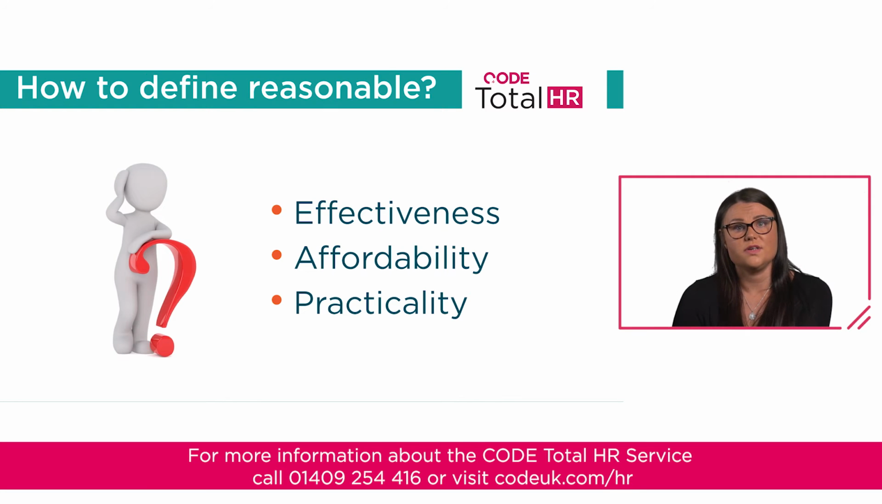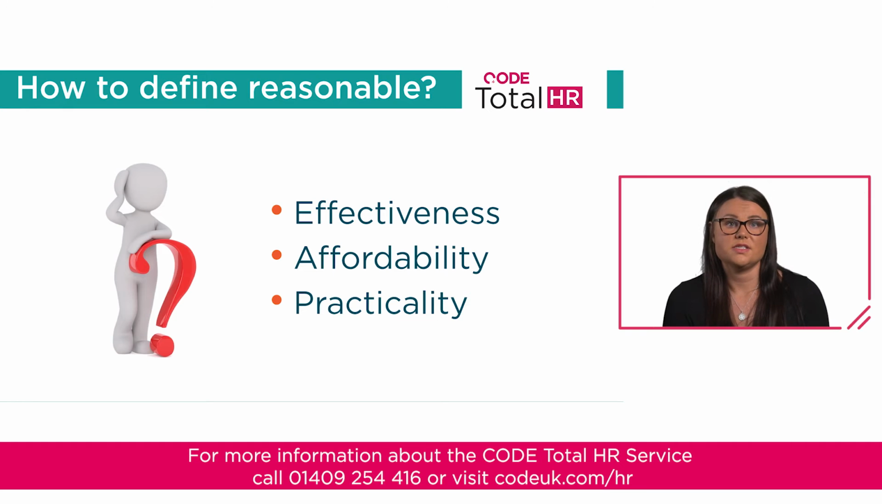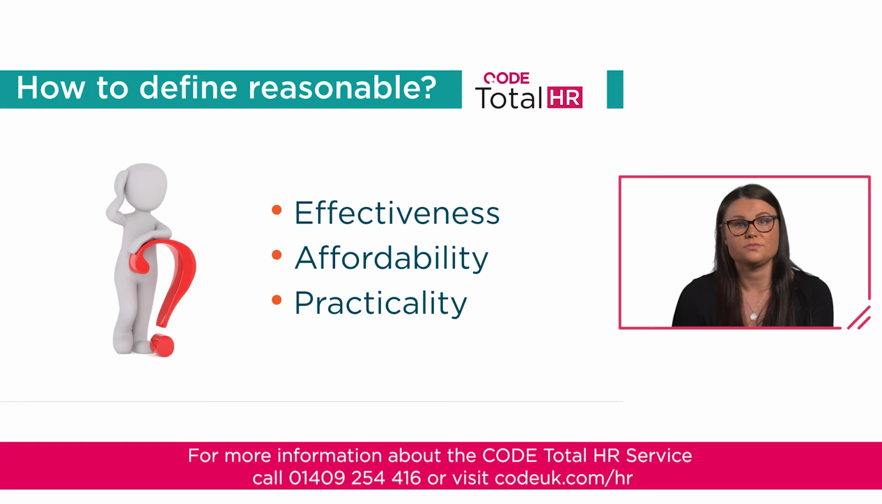So the first one I've got on the screen is effectiveness. It's about understanding whether or not the adjustment that you're going to put into place is actually going to remove that physical barrier or remove the disadvantage that that disabled team member is experiencing. Because if it's not going to do that, it might be pointless to do so. When we're thinking about effectiveness, it's also important to remember that it may take more than one adjustment. So it might be a series of reasonable adjustments to get to our end result of removing that disadvantage.